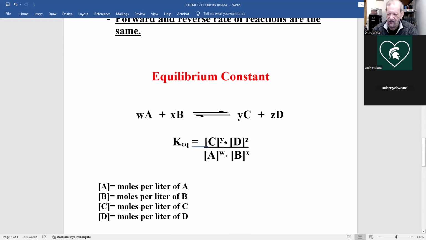times, not plus. Students like to put a plus here. No, because they see a plus up here. No, it's times the concentration of the other products to the power of the coefficient. And it's divided by the concentration of the reactants times each other to the power of the coefficient for each reactant. Like the coefficient for A is W. So it's this reactant concentration to the W power.